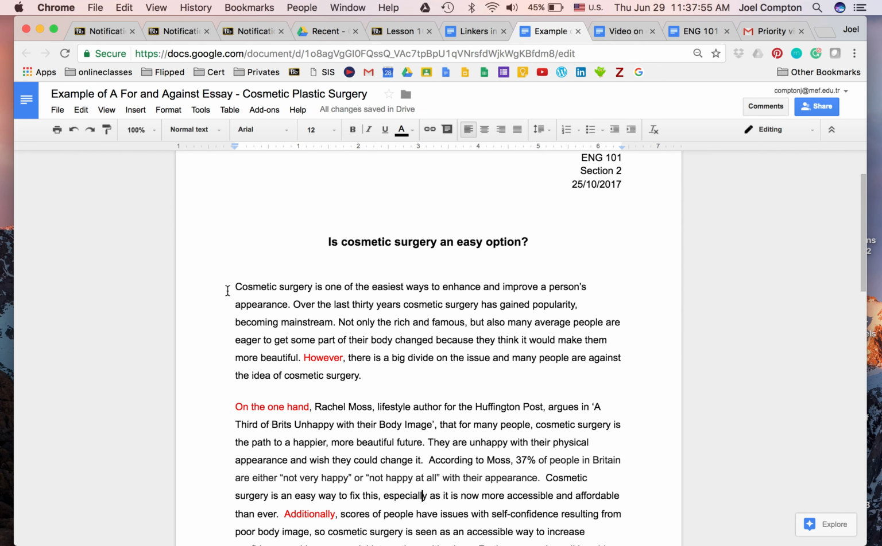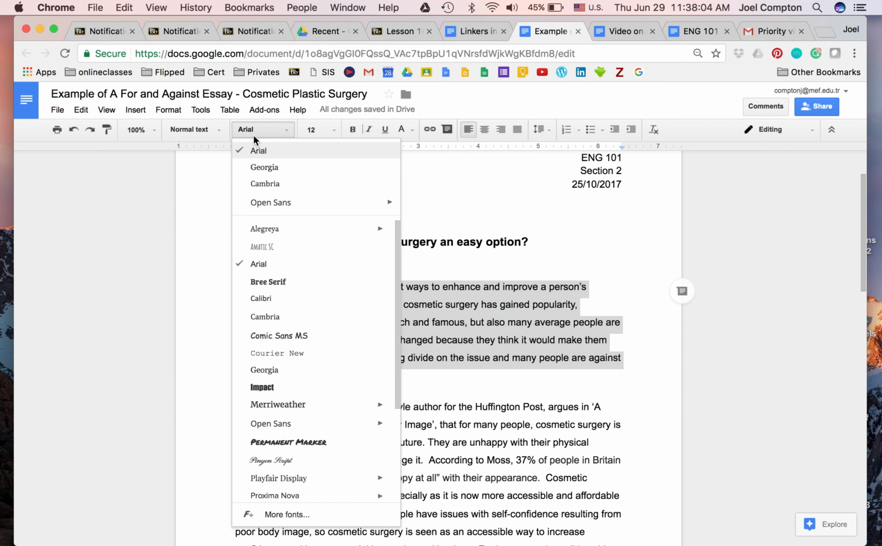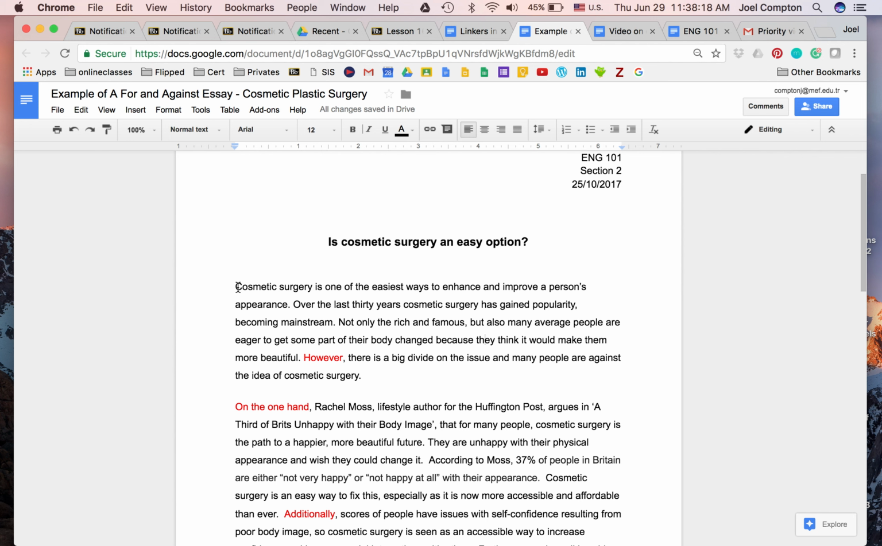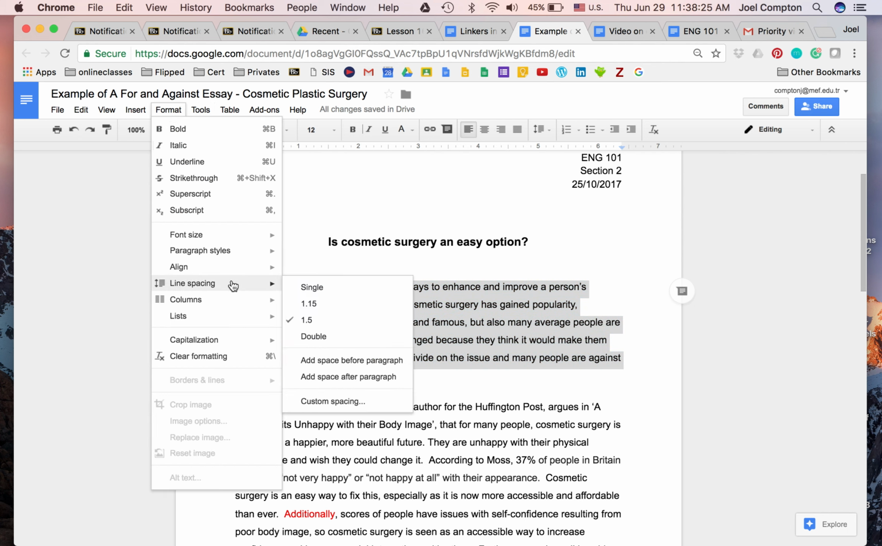Let's look really quickly, finally, at some of the style issues. Okay, so what we would like for you to use in terms of a font is Arial. You can use Georgia as well, that's fine. As well, you could use Calibri Body or Times New Roman. Okay, so those 4 options are what we would like for you to do. You need to have size 12 font, and you need to have the line spacing set at 1.5.